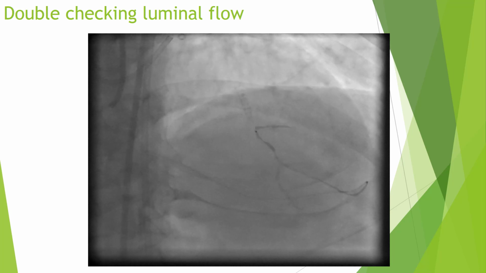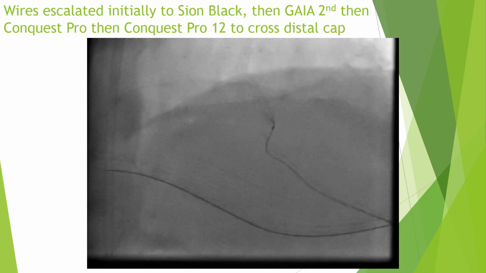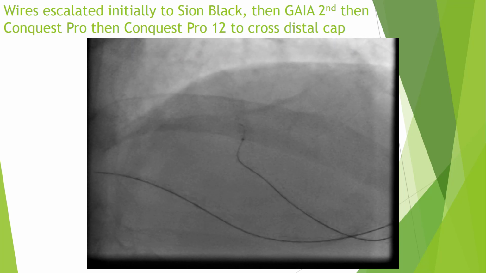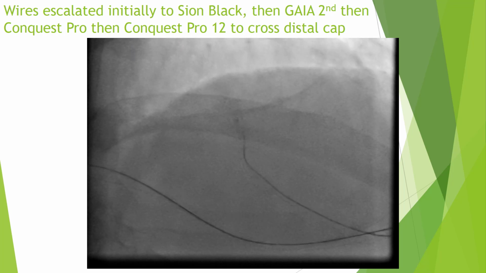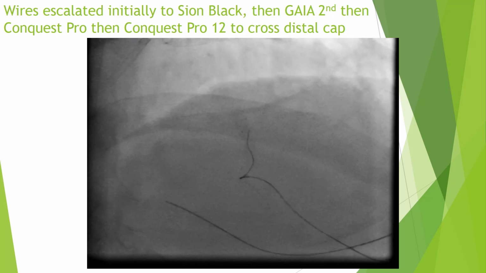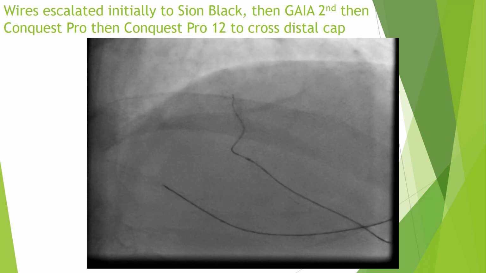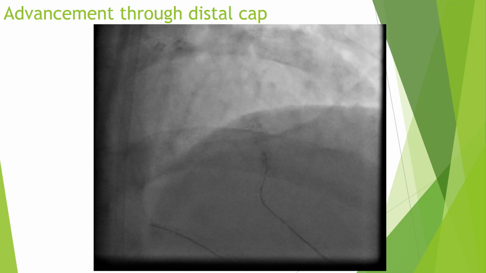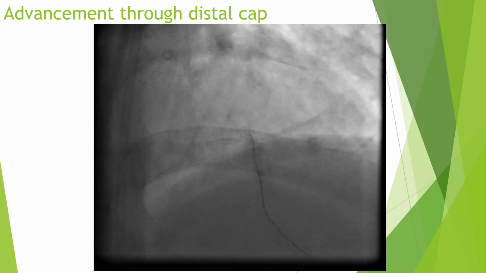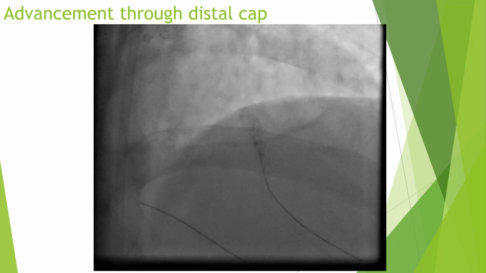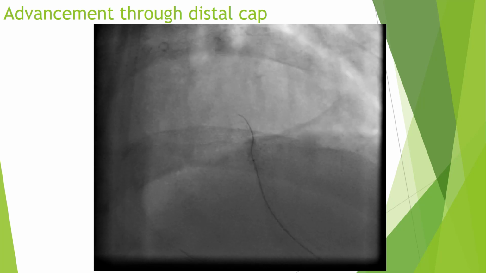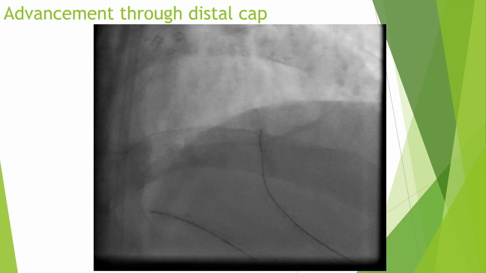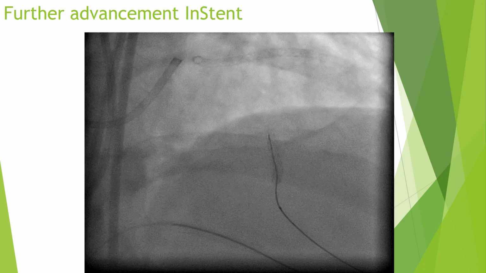And I escalated the wires. Gaia 2, Conquest Pro 12, eventually Conquest Pro 12, the only one that managed. And you see it's going, and now the only way it wants to go is outside the stent. So I kept trying. Now here another wire going out, in and out, and out, and out. Eventually, I went through it, but at the edge, which is the proximal cap, again out. And you will see, this is the only way I could do it.